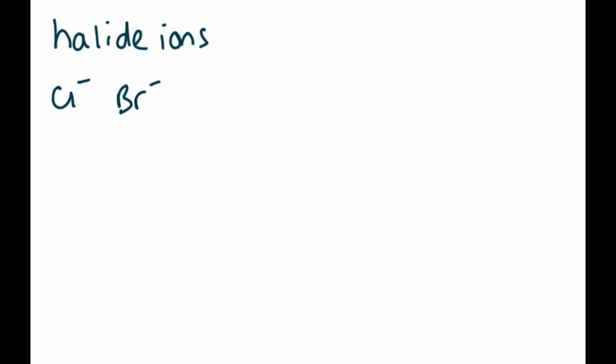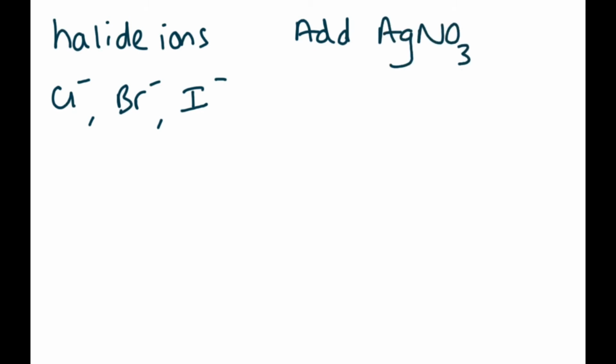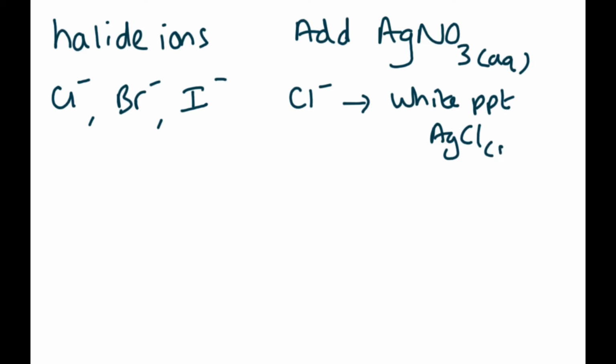The next ion to test for is halide ions. And when we're saying halide ions, we mean chloride, bromide, or iodide ions. Okay, so you add silver ions. So silver nitrate is what we add normally, silver ions. And then your observation, if you have chloride, then you'll get a white precipitate. And that's a white precipitate of silver chloride, solid.